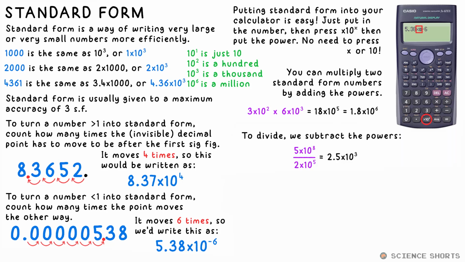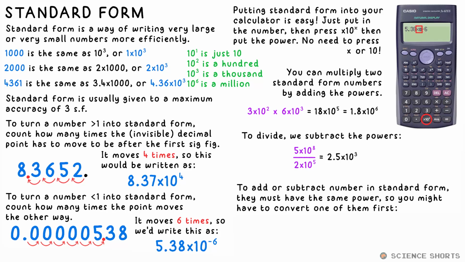5 times 10 to the 8 divided by 2 times 10 to the 5, well, that will give us 2.5 times 10 to the 3. We've subtracted the second power on the 10s. If you add or subtract numbers in standard form, they must have the same order of magnitude, another way of saying what power of 10 you have, and that stays unchanged.